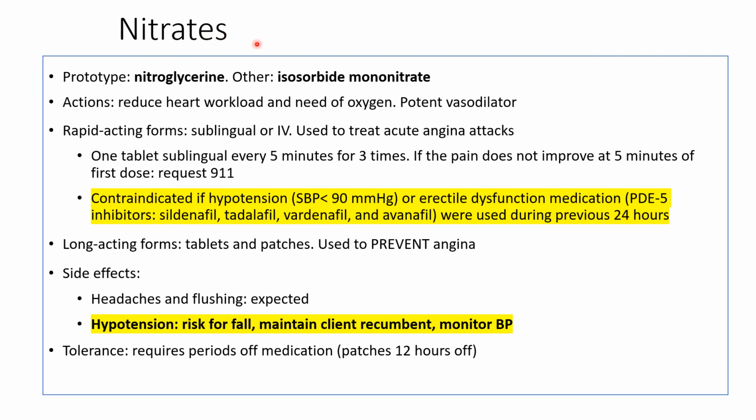Nitrates are important drugs that are used in the management of the ischemic heart disease or coronary artery disease. I explained to you how it is happening and how many people suffer this condition. This condition produces chest pain called angina, and these medications are used to treat this angina. The prototype is the nitroglycerin, but an alternative is isosorbide mononitrate. The mechanism of action is mainly vasodilation. It's a super potent vasodilator.